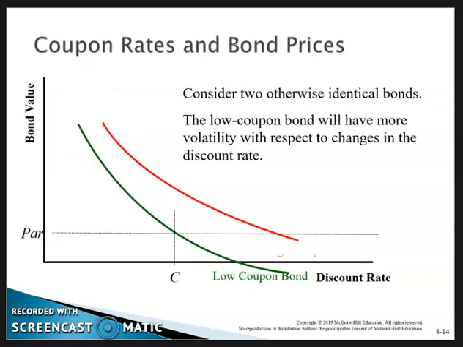So coupon rates and prices. We have two identical bonds, except one's a low coupon, one's a high coupon. The low coupon bond is going to have more price volatility as a result of the changes in the discount rate. That's because their cash flows are smaller in between now and maturity. A high coupon bond is going to have large cash flows between now and maturity versus a low coupon bond.